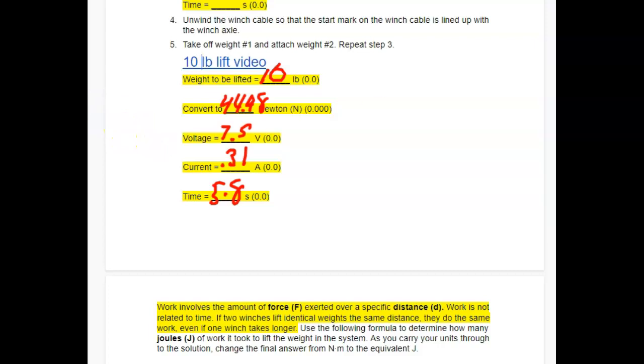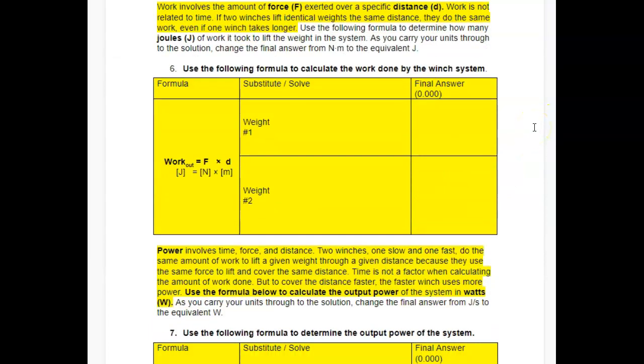All right, so those are our data, and now we can go down to what do we do next? So now the next thing, we've got to find the work. So work involves the amount of force it takes to lift something. So we already know this one because we know the newtons, that's the force, and then we multiply by the distance, and we know that one too because we measured that as 0.15 meters. So here the force was 22.24 times 0.15. And for the second one, we had twice the weight, 44.48, also times 0.15.